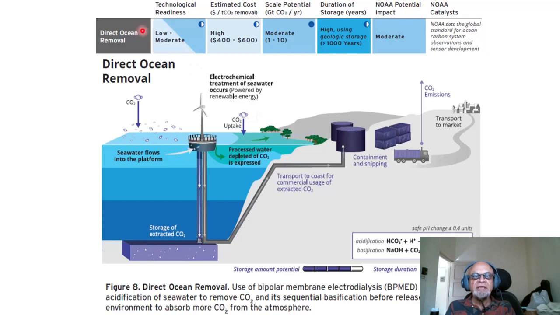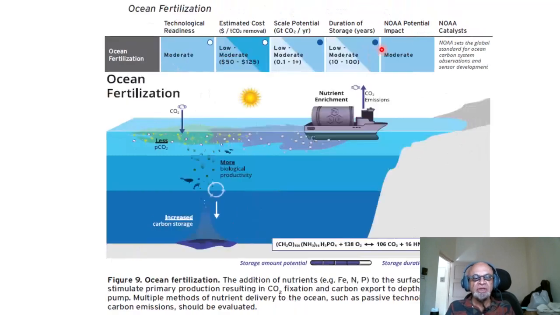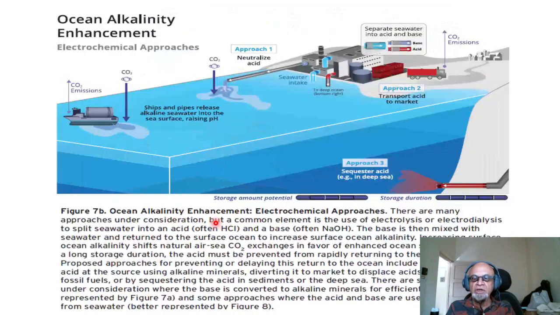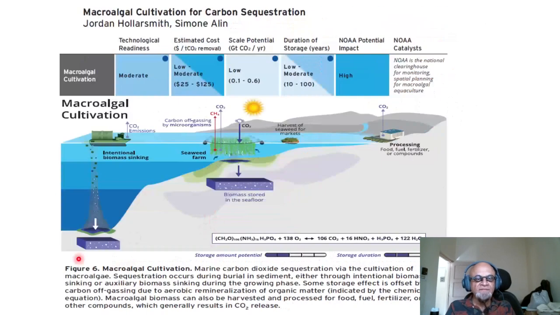So again, technological readiness is low to moderate, but duration can be high, and cost can be high, as we saw, and NOAA has moderate potential impact on that. Ocean fertilization we have discussed before, where there are certain nutrients that are in demand. So if you add them, like iron, you can drive additional photosynthesis, and there are some controversies about whether that really produces export, because if you drive additional photosynthesis, you have to make sure that sinks, similar to what we argued here, right? So you have to sink it out.